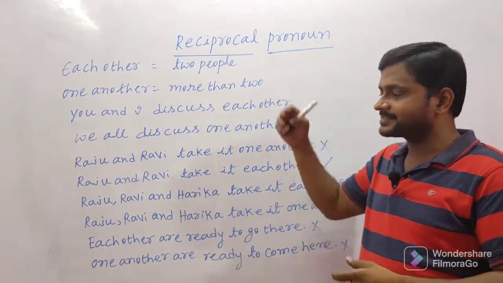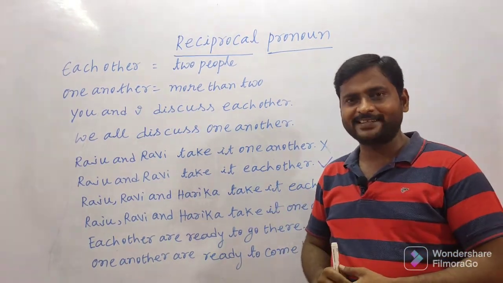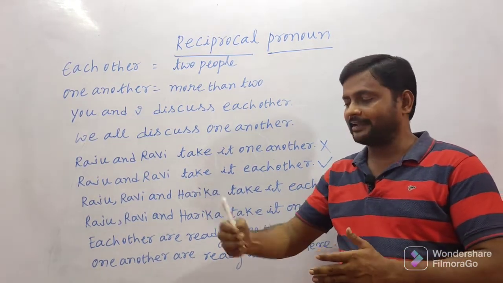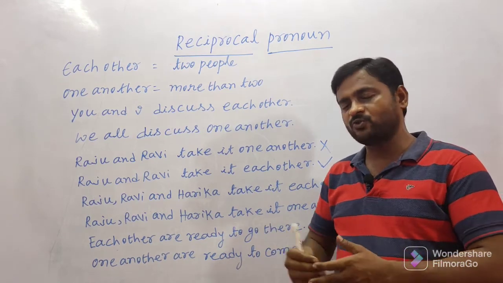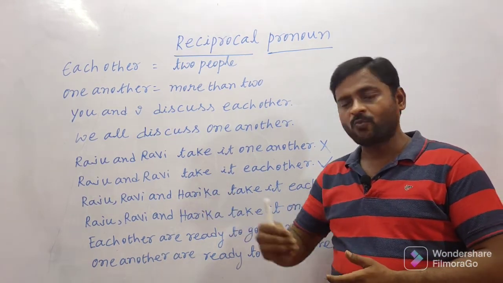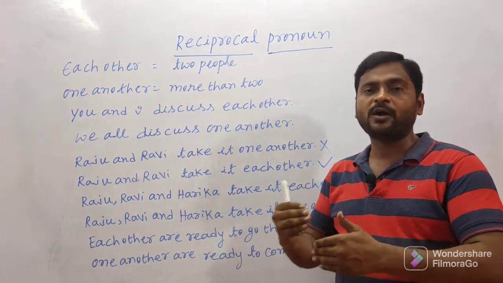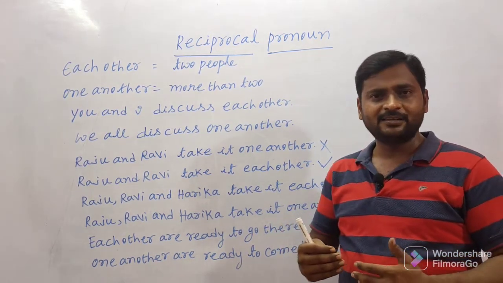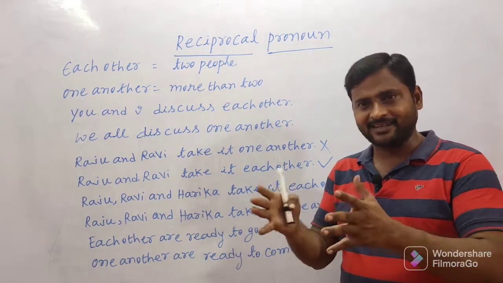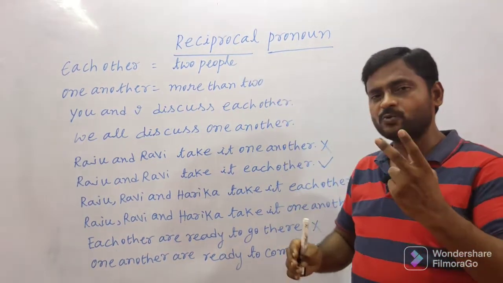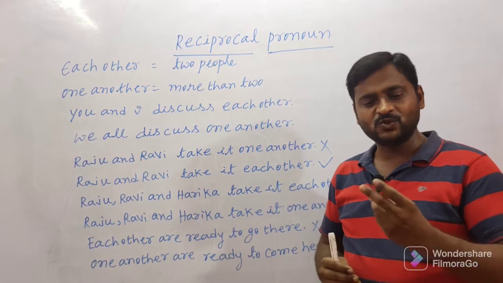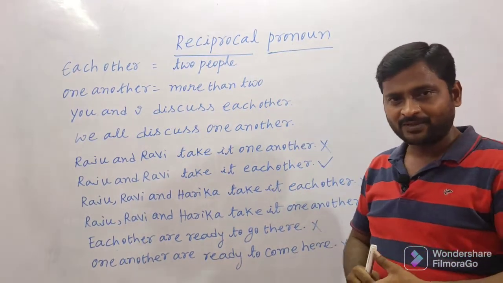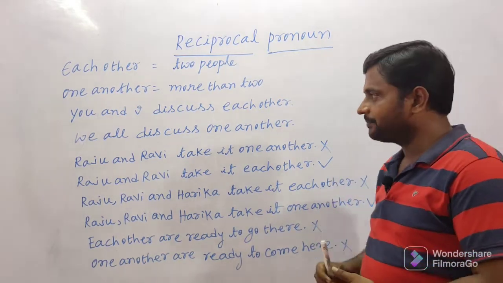One another indicates more than two people. For example, if you see a group of people, then you take one another. If you see a group of students, then you take one another. I mean the people who are more than two: students, boys, girls, flowers, committee members, like that. Or if you see only two people, two boys, two girls, or two things, then you take only each other. Now let us see how the examples will be.